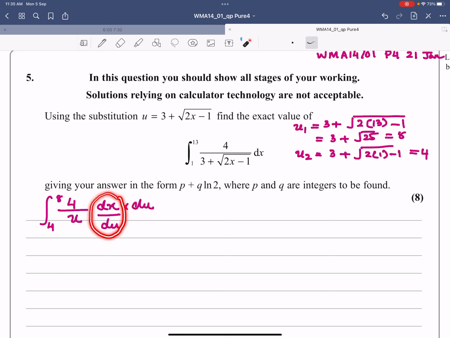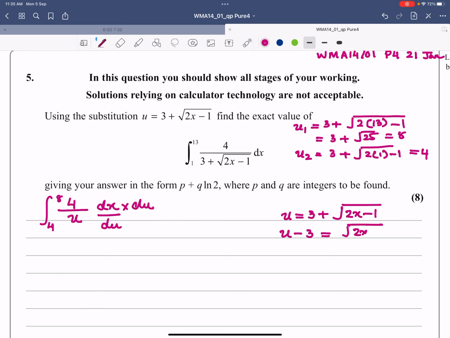For that, I need to make x the subject of the formula. So I take this down. I have u is equal to 3 plus square root of 2x minus 1. So in order to make x the subject, I subtract 3. So I have 2x minus 1. Now I can square both the sides.